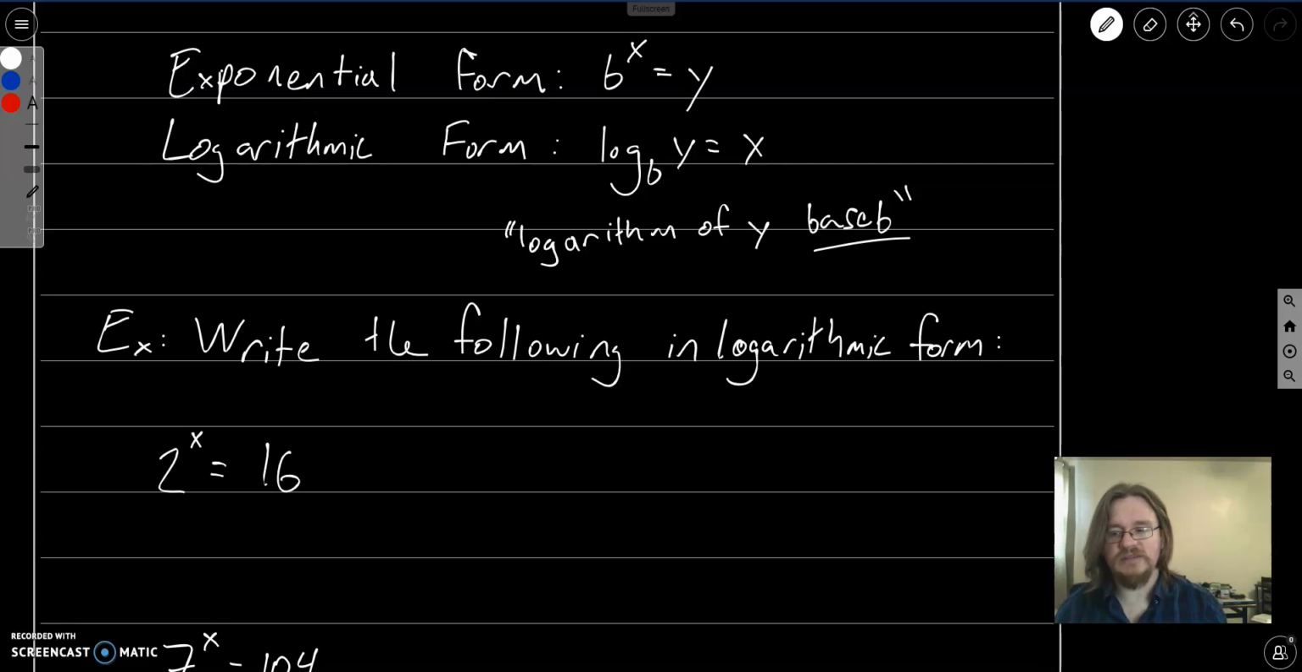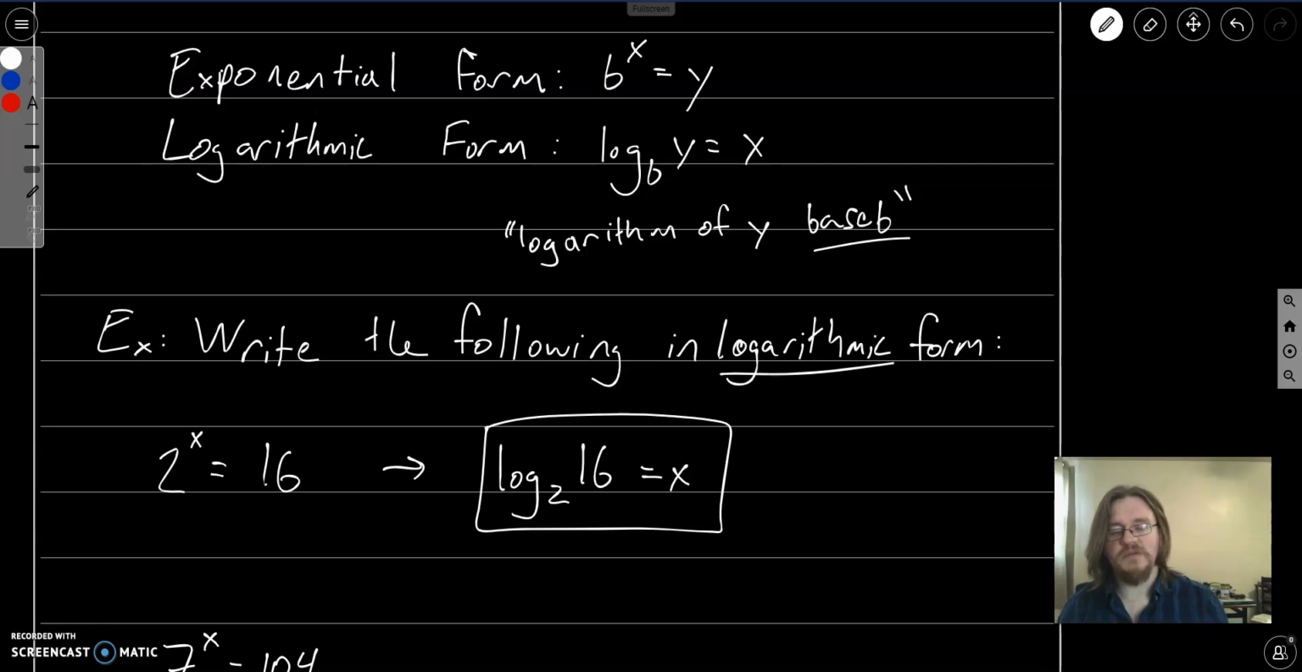Here, 2 is my base, and I'm raising 2 to the x power, and that should be equal to 16. If I want to write this as a logarithm, the base, which is 2, stays the base, and I'm going to be solving for x. The 16 is plugged into the logarithm. So b to the x is equal to y. Log base b of y is equal to x. So this is going to be log base 2 of 16 is equal to x. So I've solved for x.